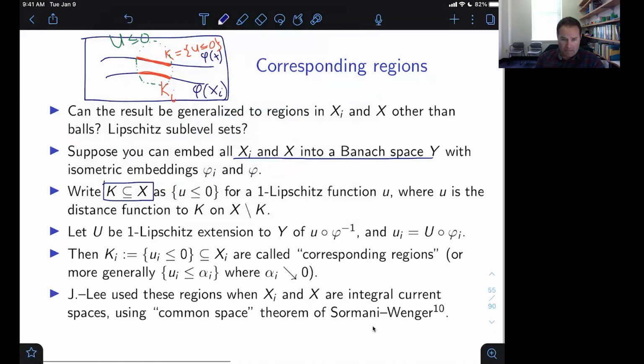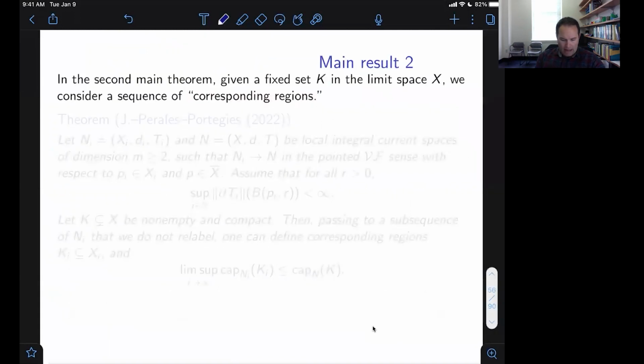Okay. If you want a little more flexibility, you can do UI less than or equal to numbers that are converging closer and closer to 0. But this is really what I mean. It's a way of extending balls to sublevel sets and still talking about how sets in the sequence somehow correspond to sets in the limit space. The second main theorem is a version of the first theorem where we're using these corresponding regions rather than just balls.